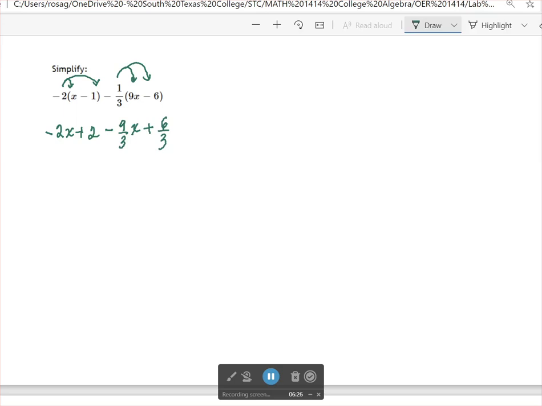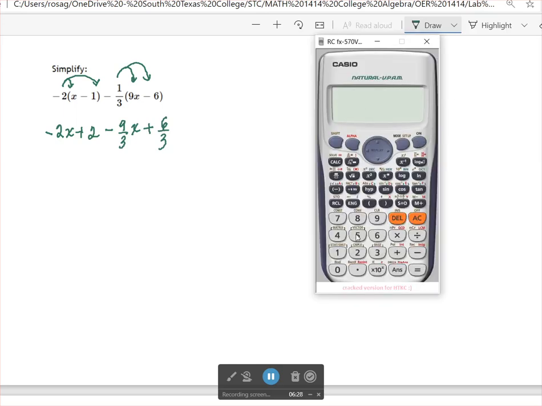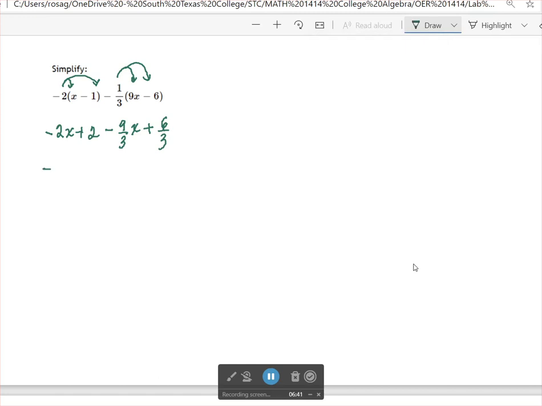Like if I put negative 1, negative 1/3, and then I multiply by 9, it simplifies it in everything for you. So you can also do it that way. And then you combine like terms. And then that's your answer.